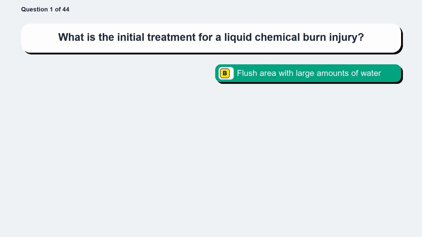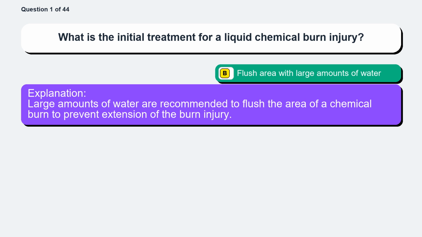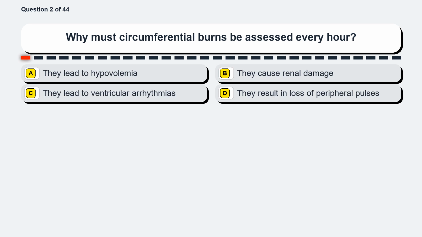The correct answer is option B. Flush area with large amounts of water. Large amounts of water are recommended to flush the area of a chemical burn to prevent extension of the burn injury.